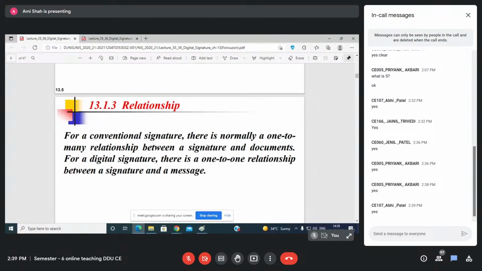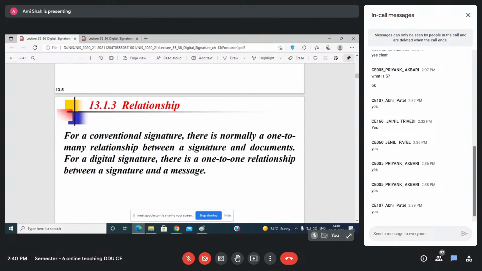Now suppose Alice and Bob are two parties. If Bob receives two messages one after the other from Alice, what happens? He cannot use the signature of the first message to verify the second, right? Each message needs a new signature.